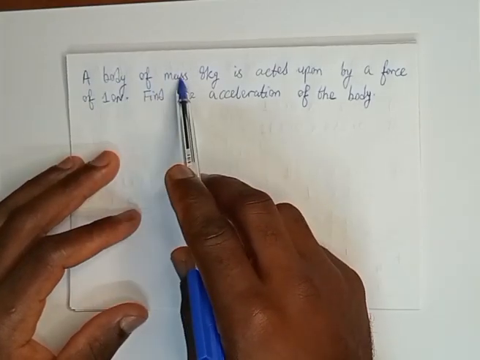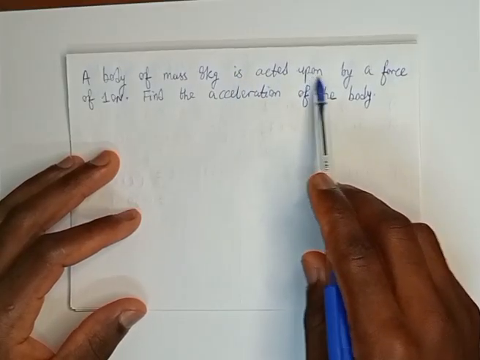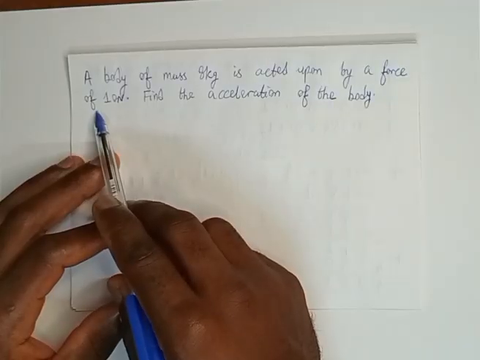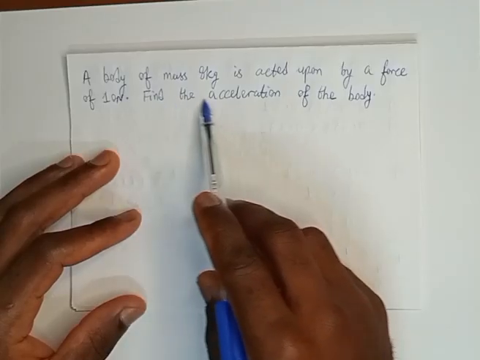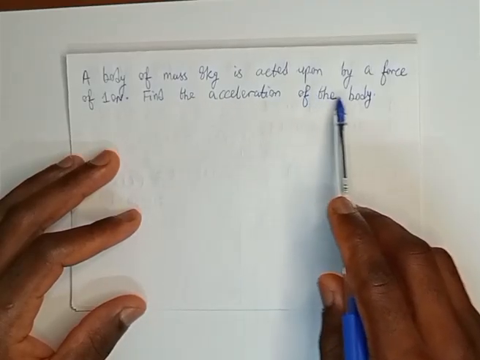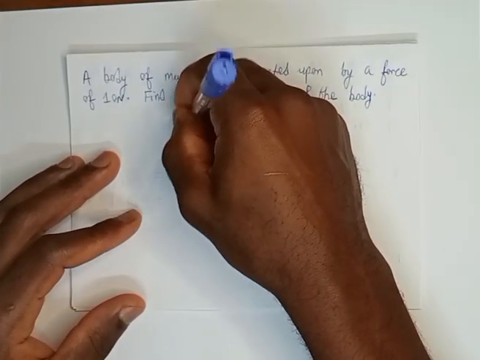A body of mass 8 kg is acted upon by a force of 10 newtons. Find the acceleration of the body. We take down the solution.